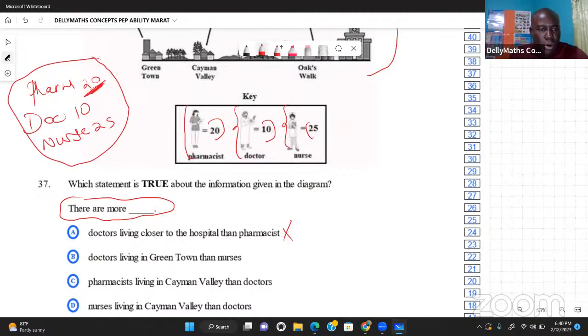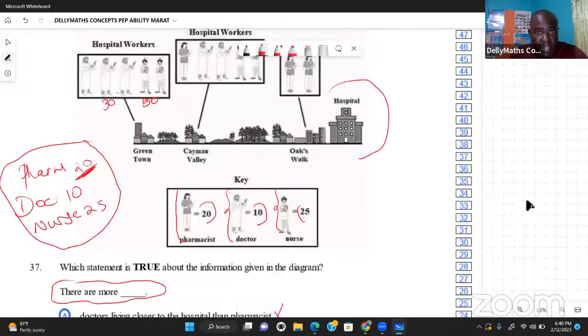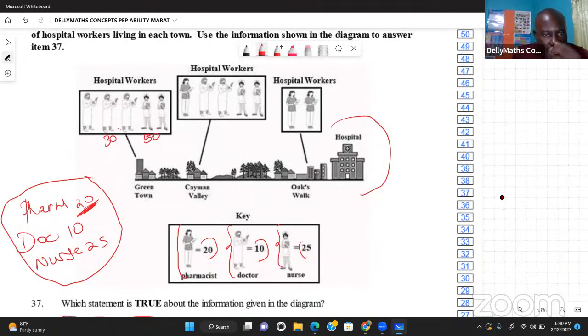We are not seeing more doctors. No, that is incorrect. Now let's go to C. There are more pharmacists living in Cayman Valley than doctors. Let's go there. In Cayman Valley, they're saying there are more pharmacists than doctors. I'm seeing 1 pharmacist and that's 20. 2 doctors, 2 10s, 20. So in terms of doctors and pharmacists, they are the same, 20.